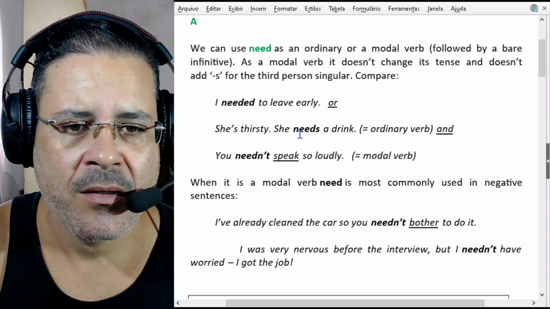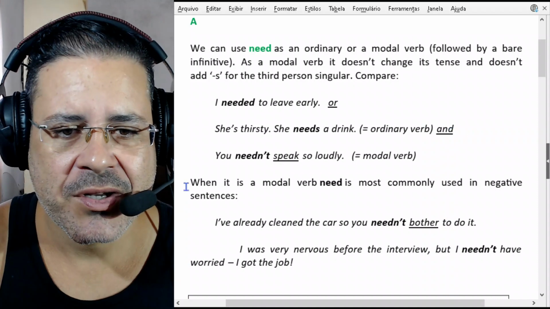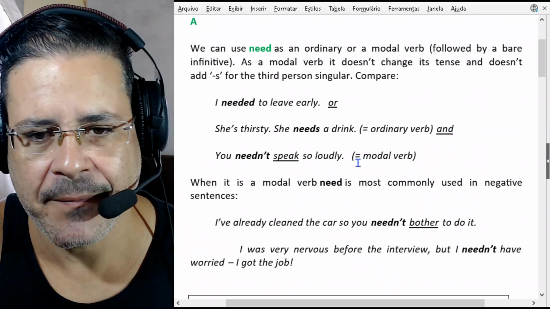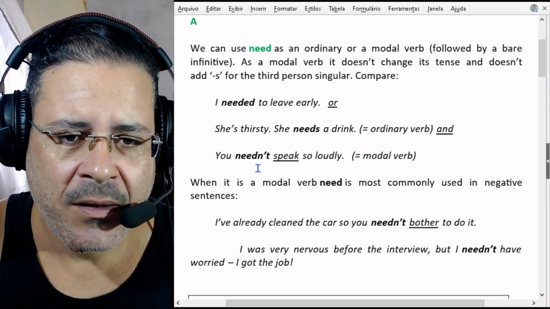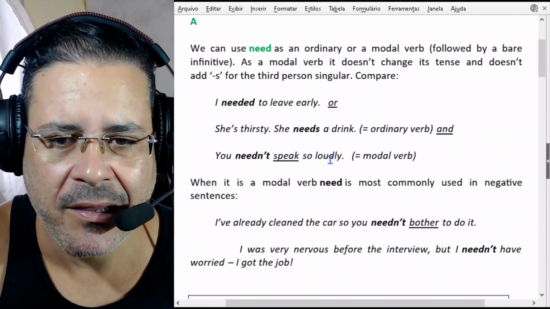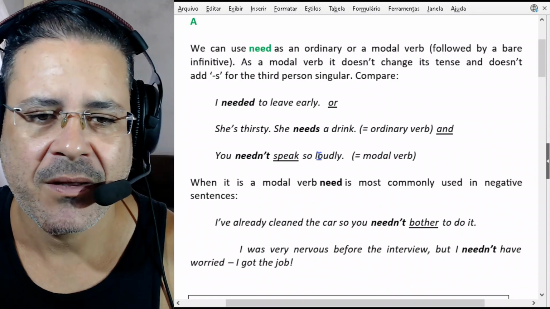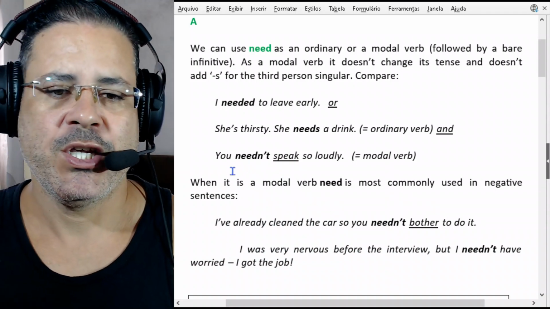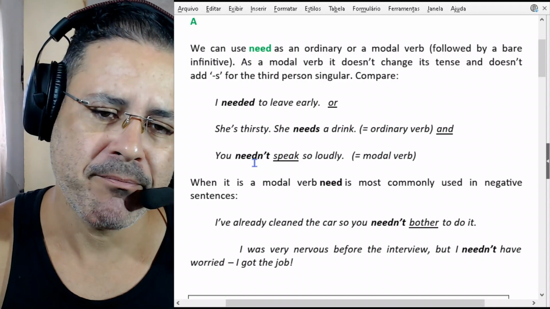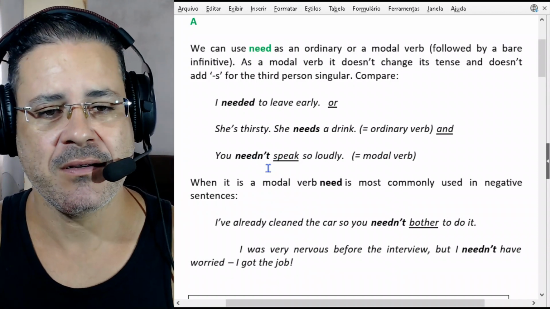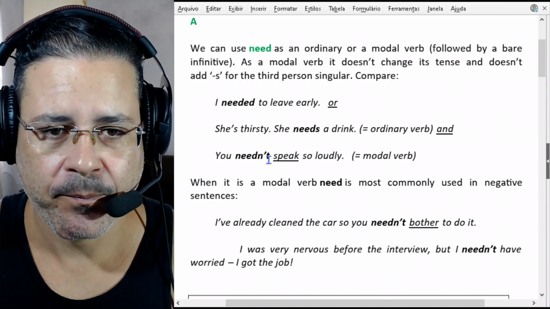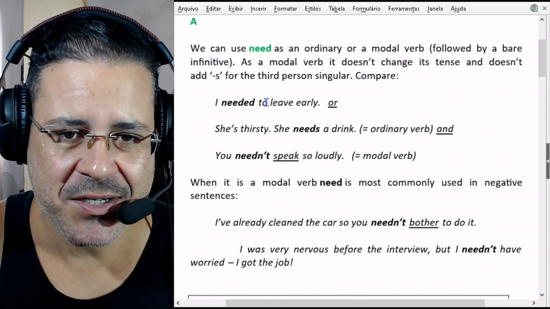Or, for example, you needn't speak so loudly. It is in its negative form. You needn't speak so loudly. This is a modal verb. Otherwise, you would say, you don't need to speak so loudly. But no, remember, this is a modal verb, so it doesn't allow variation in its form.